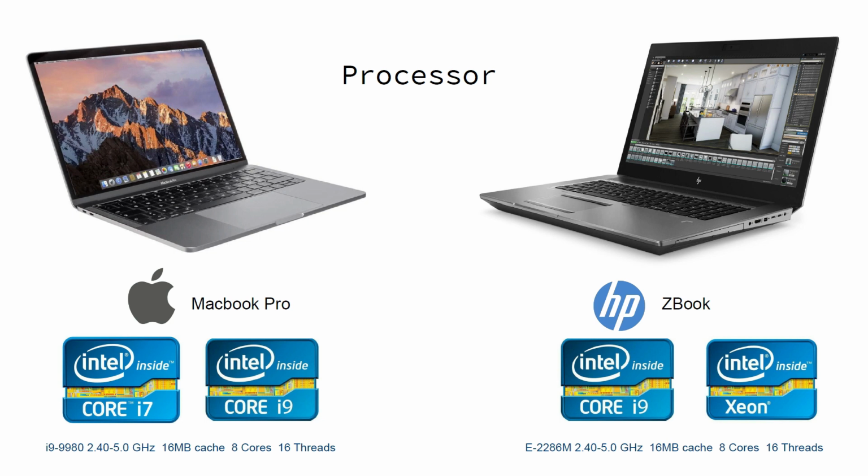Both come with 16 MB of cache, 8 cores and 16 threads. So specification-wise both are the same, but obviously you can take advantage of the Xeon inside Zbook. There are a few things to consider, because if you go with a heavy processor, definitely your laptop is going to heat up more and it will be taking more power.